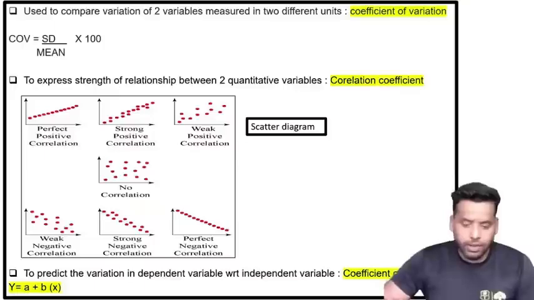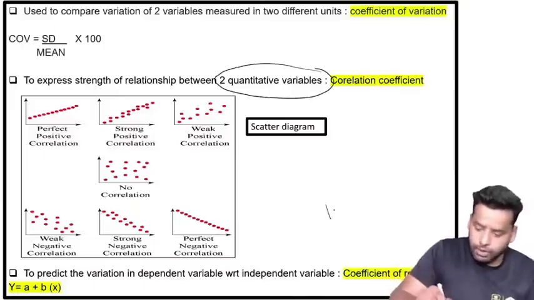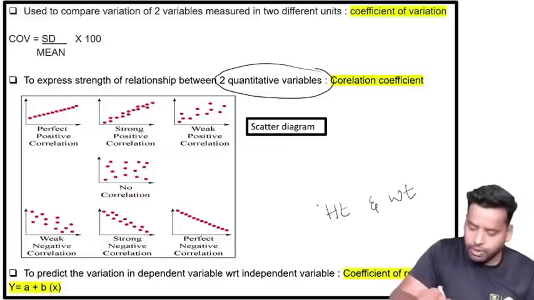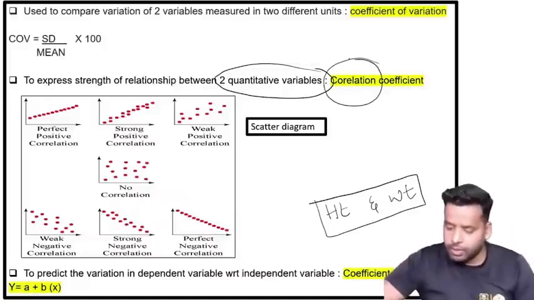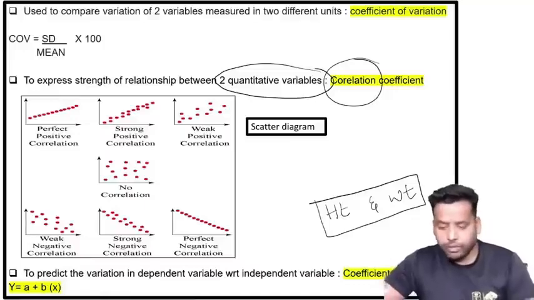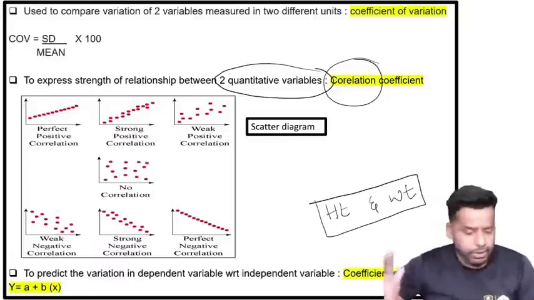Yes, correct. Good. Now listen. Relationship between two quantitative variables. For example, I want to tell the relation between height and weight. What is that relationship called as? Correlation. So what is the definition of correlation? Relationship between two quantitative variables.